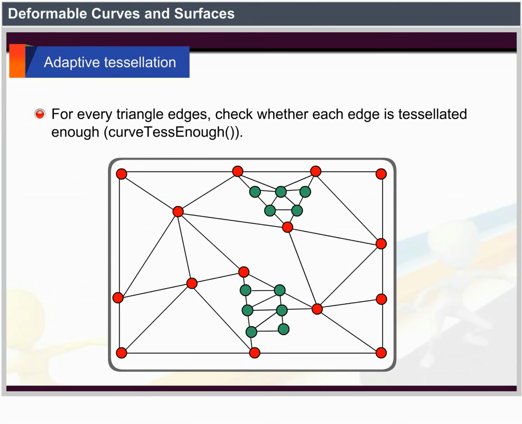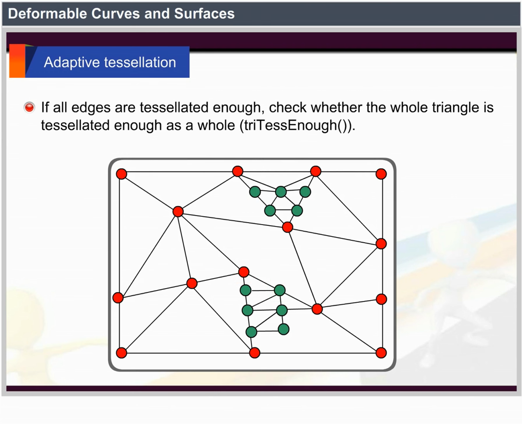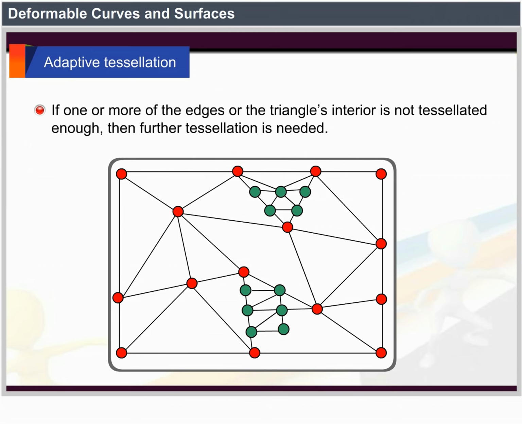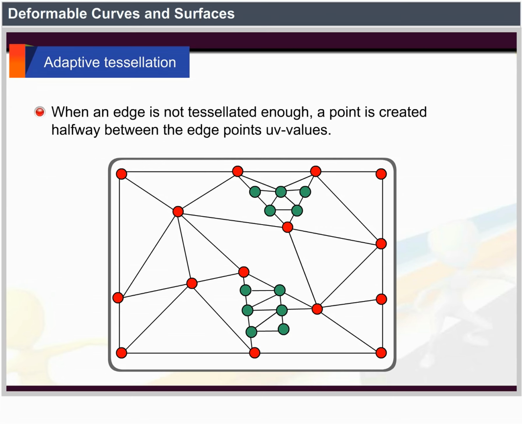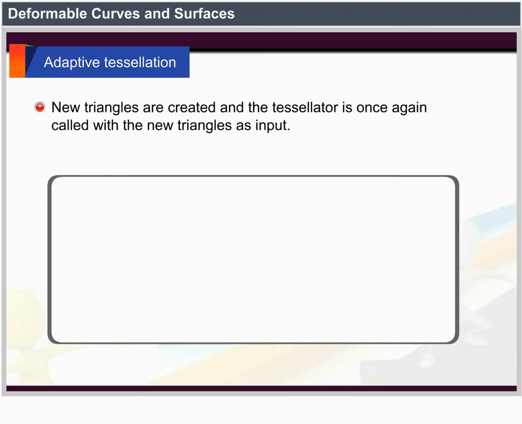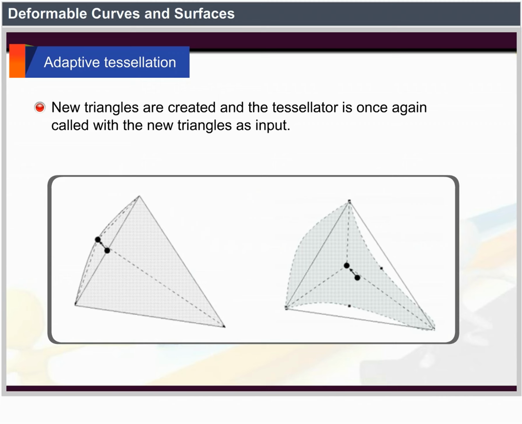For every triangle edge, check if each edge is tessellated enough. If all edges are tessellated enough, check if the whole triangle is tessellated enough as a whole. If one or more of the edges or the triangle's interior is not tessellated enough, then further tessellation is needed. When an edge is not tessellated enough, a point is created halfway between the edge points' UV values. New triangles are created and the tessellator is once again called with the new triangles as input.